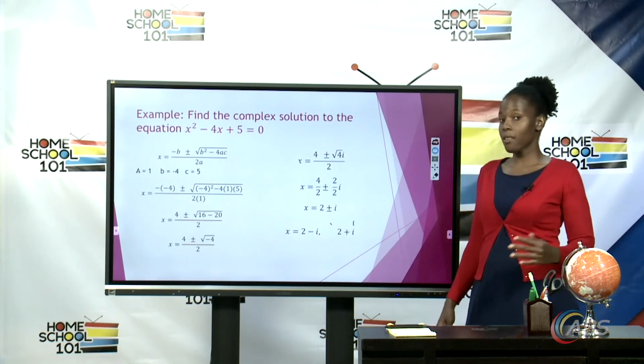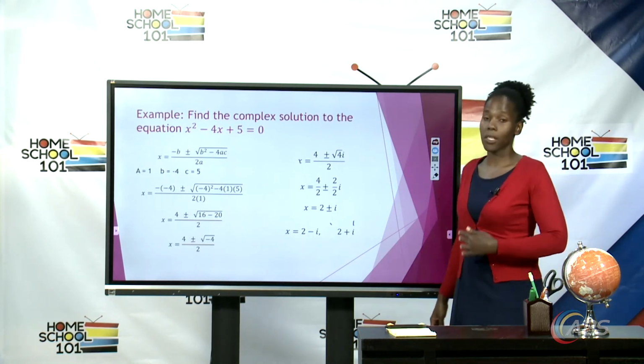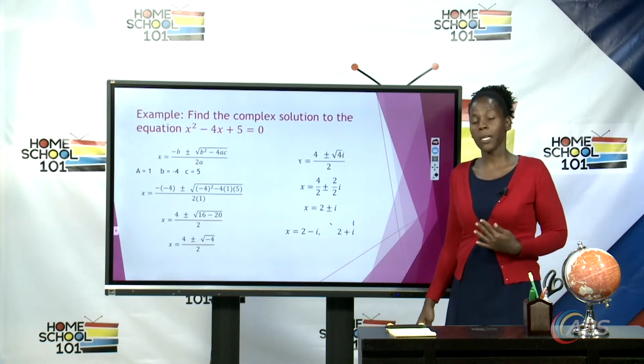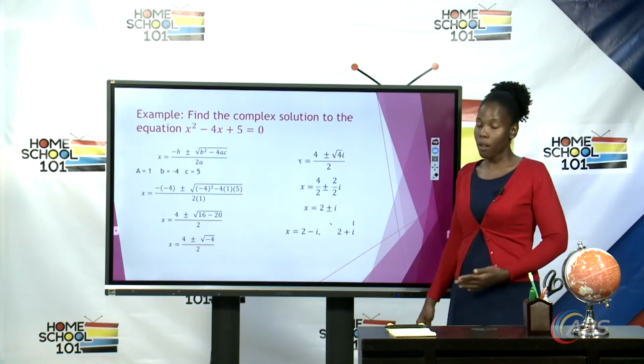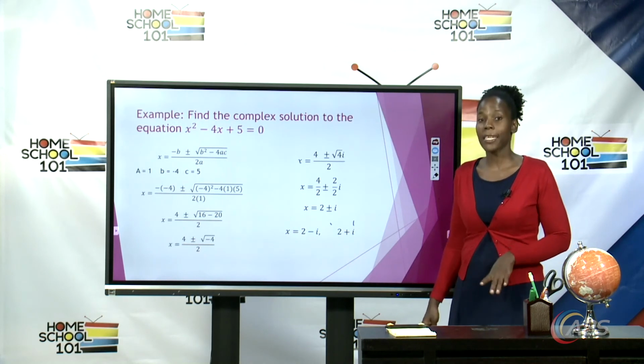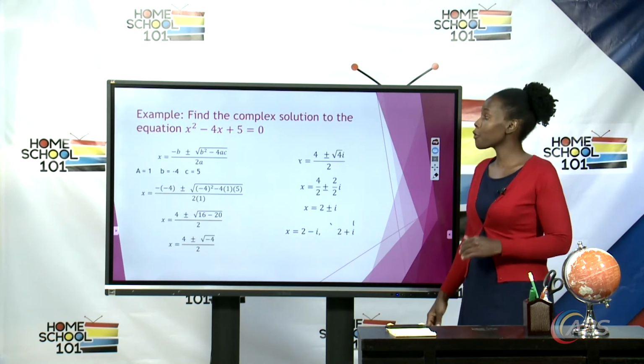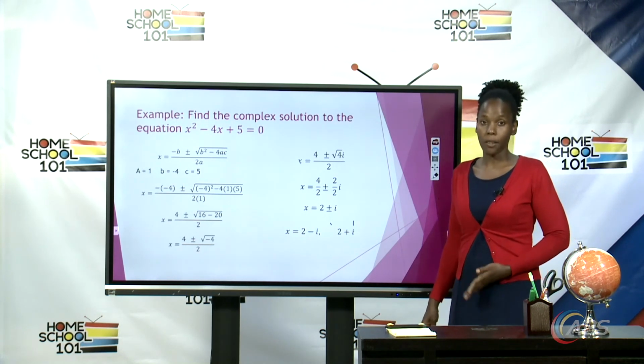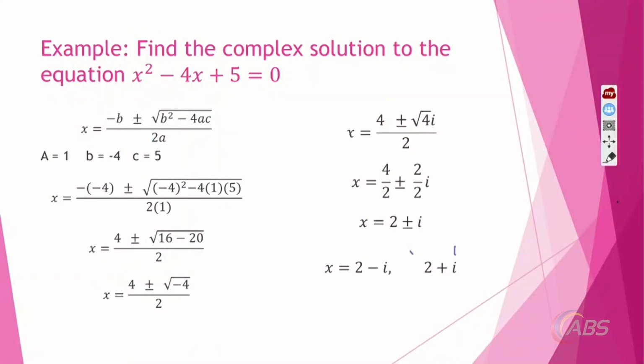If the question is not worded as such and it states just solve the equation, chances are you're solving a normal quadratic equation and you should not get a negative sign below. You should not get the discriminant to be negative. So let us go through.